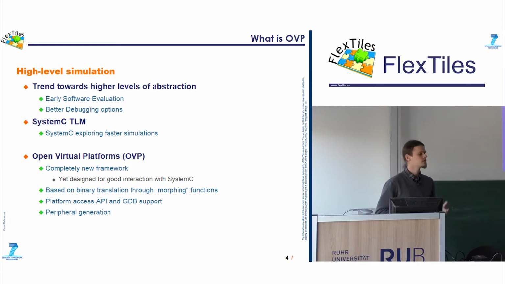And so at some point, it really was clear we need to go to higher abstraction levels. We can't go on with these fully accurate models if you really want fast simulations. And so this is what was done with SystemC by introducing the TLM, the transaction level modeling. And this only defines interfaces between components, and then the components could be modeled on a very abstract level and getting a lot faster. And this is where now OVP comes into play, because OVP is basically the extension of all these efforts. It is a completely new framework, yet it is still designed for good interaction with SystemC.